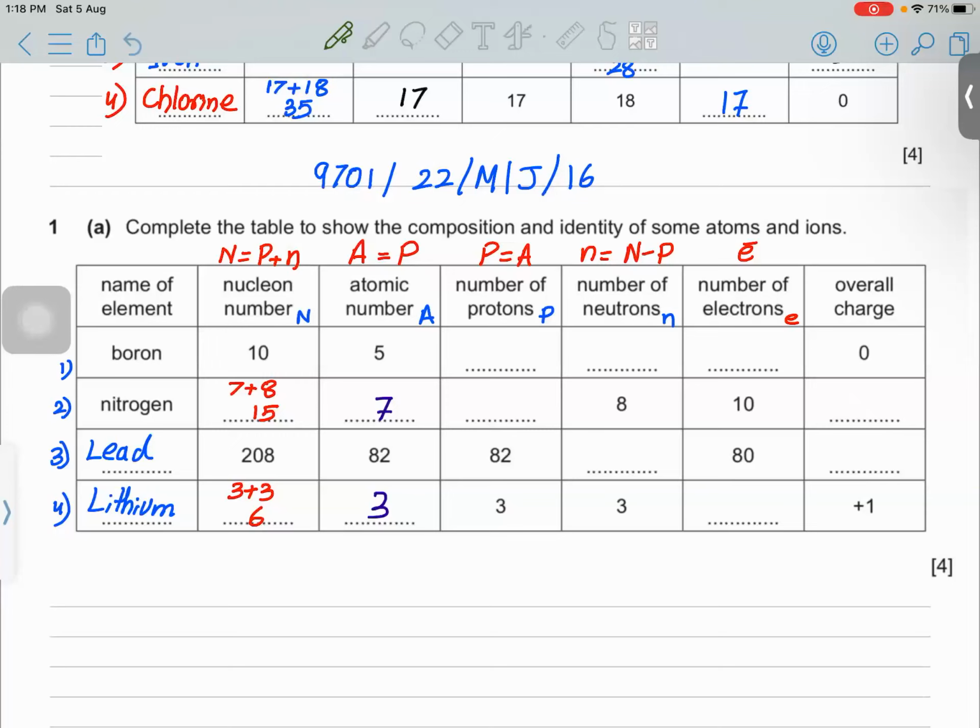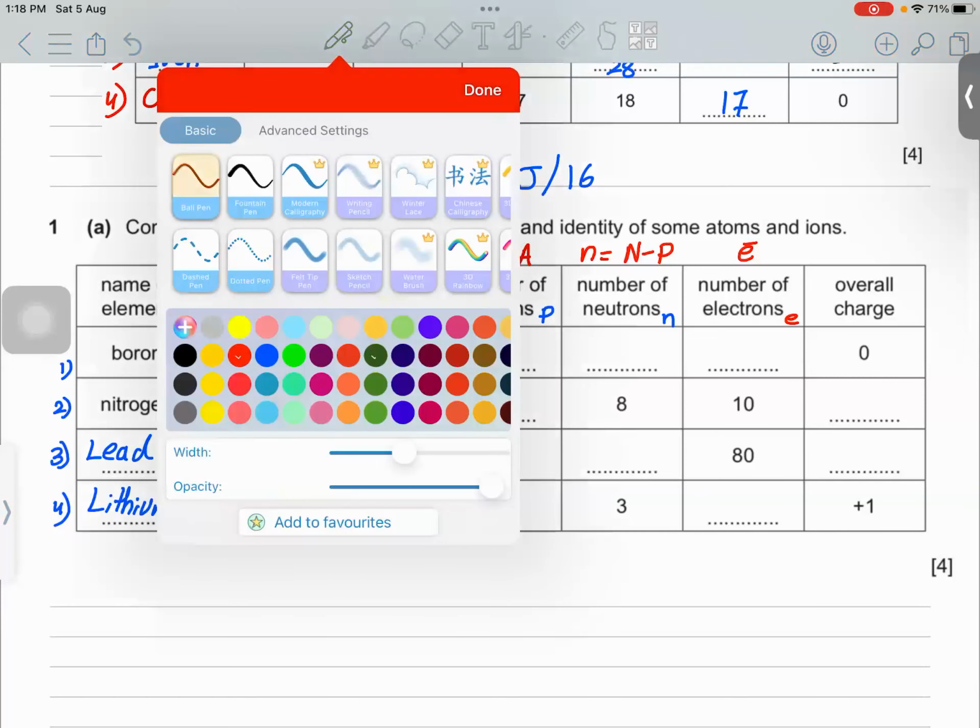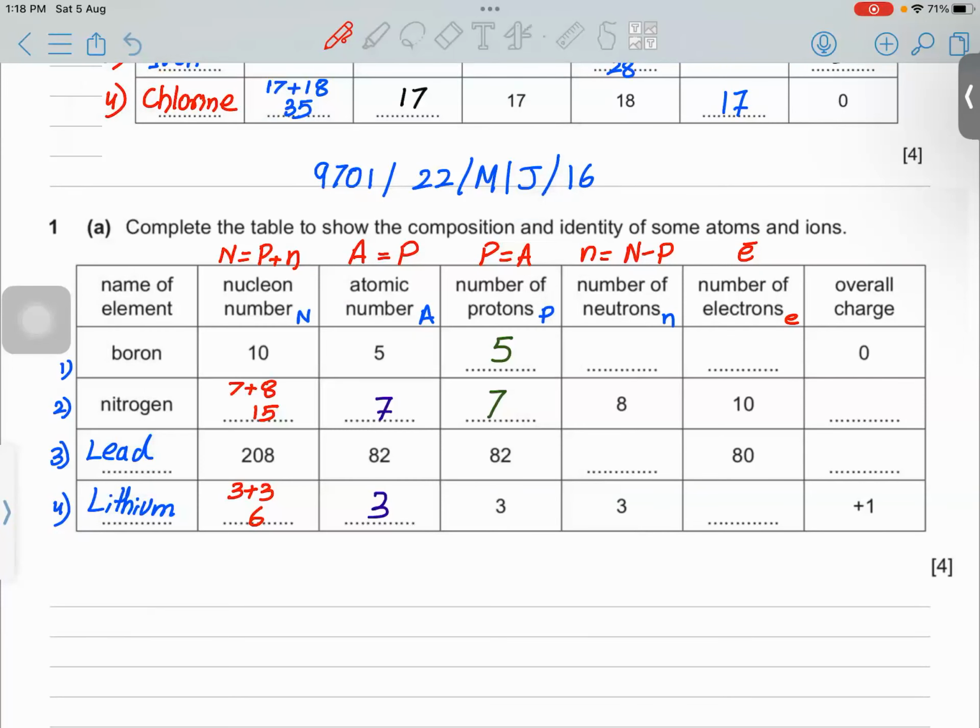Yes, sir. The proton number of the first two is 5 and 7. Mashallah, correct. Hamza, can you tell me the number of neutrons for boron and lead? It's going to be 5 and 126.